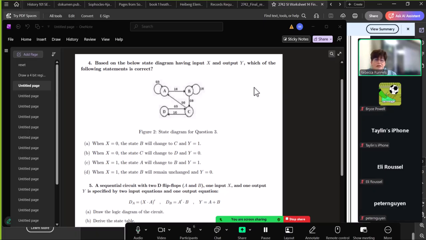Okay, based on the below state diagram having X input and output Y, which of the following statements is correct?